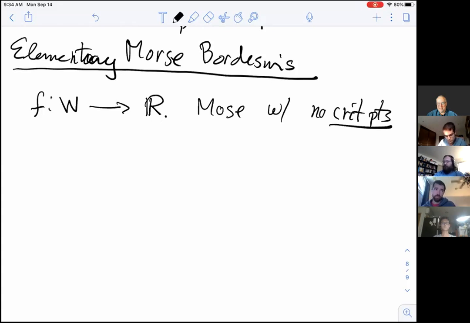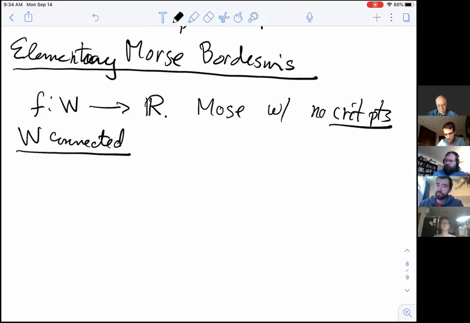And remember, we're requiring F be locally constant on the boundary, and it has no critical points anywhere, so it has no critical points on the boundary. Might as well take F connected for this. Okay, so notice this implies the boundary of W is not equal to the empty set.